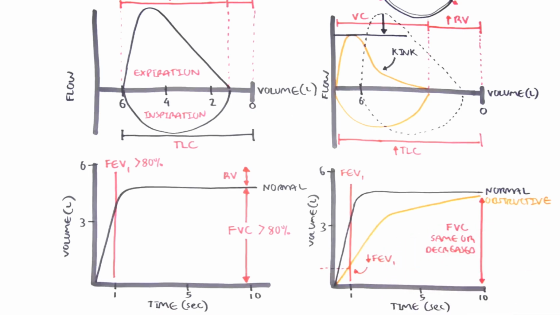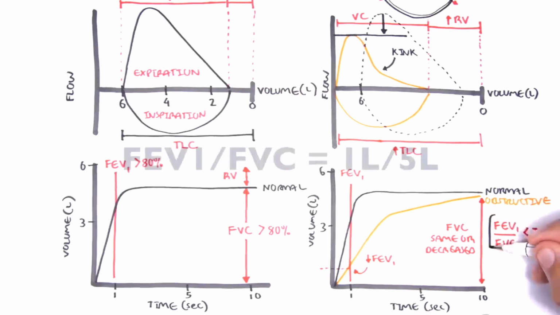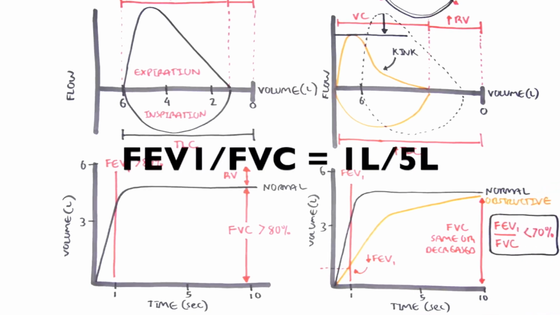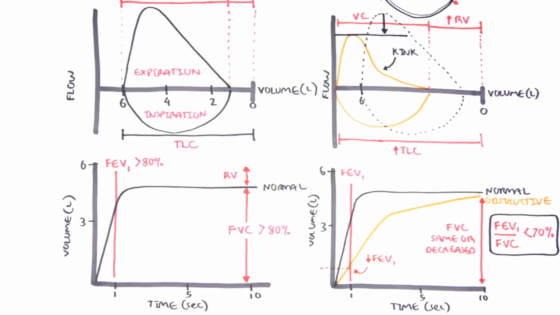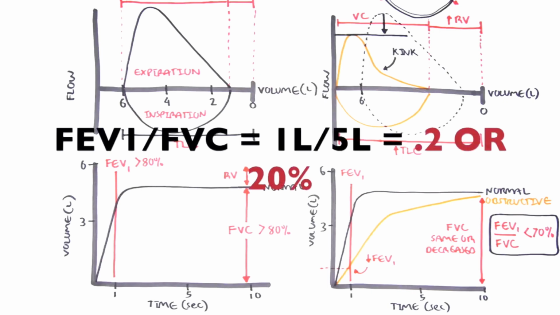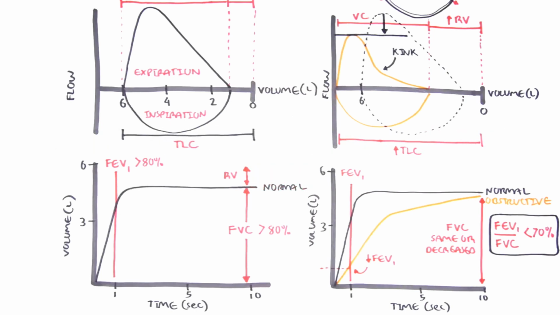Obstructive lung disease can be diagnosed when the ratio between FEV1 and FVC is less than 0.7 or 70%. And so in this example, FEV1 is about 1 liter and the FVC is about 5 liters. So 1 divided by 5 is obviously less than 0.7 or less than 70%. And thus, this is an example of a person who has obstructive lung disease.